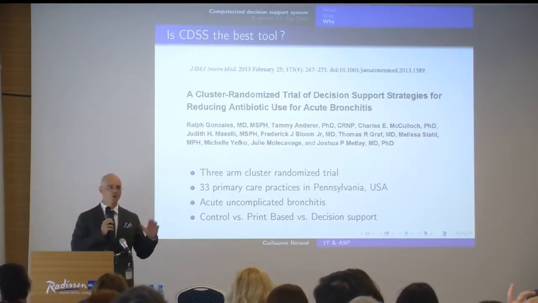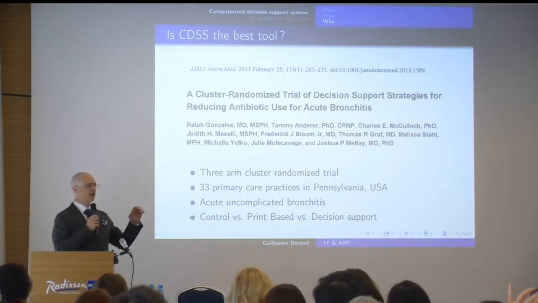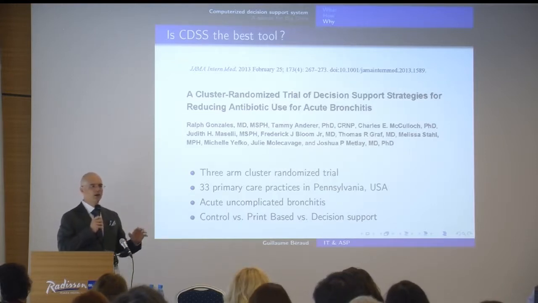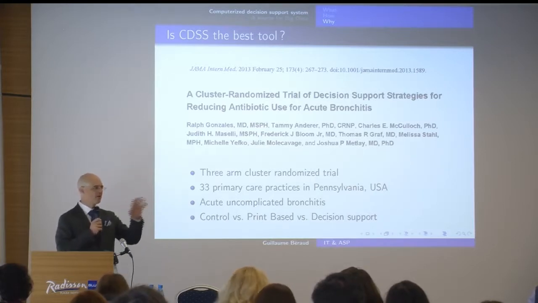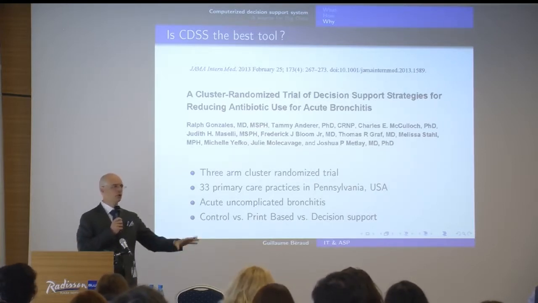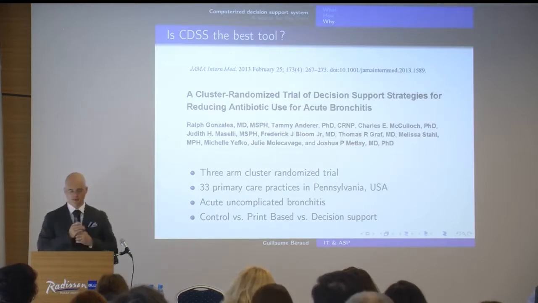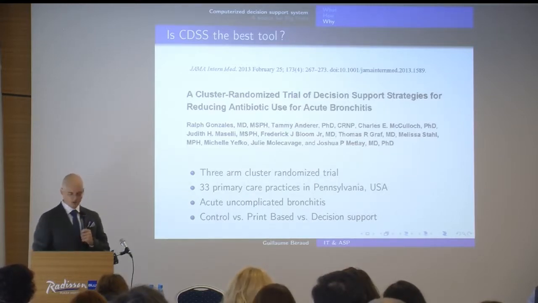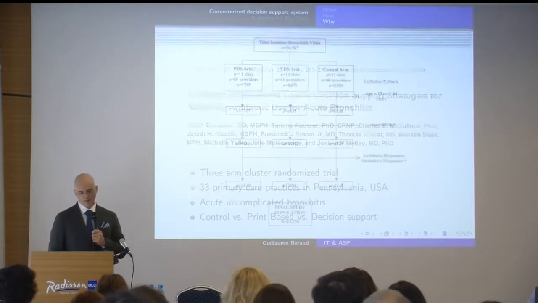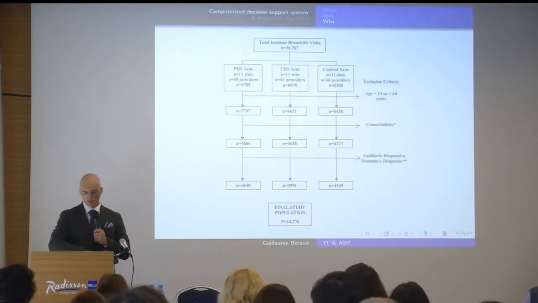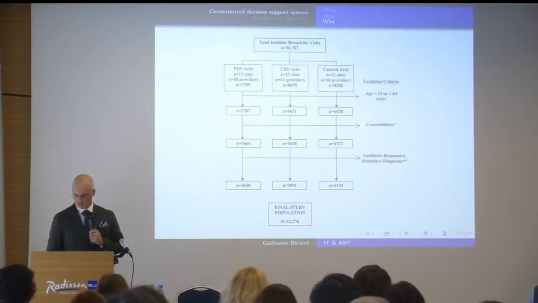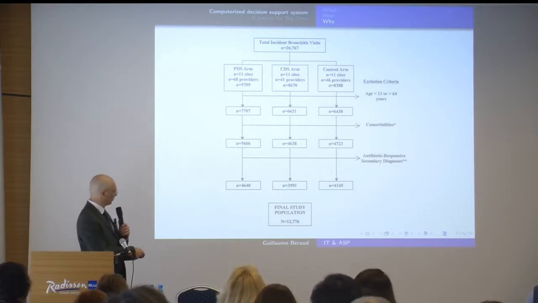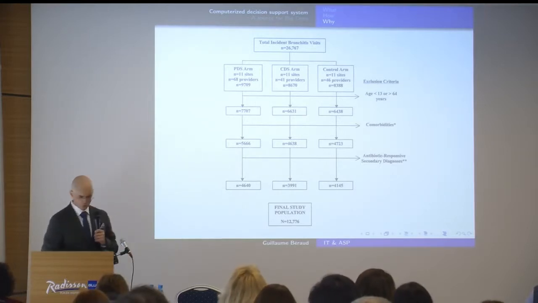So in the waiting room, they had a huge poster explaining what should be done, and in case of acute bronchitis, do you have fever, do you have this and that, then you should receive antibiotics, or you shouldn't receive antibiotics. And they had a computerized decision support system. So 3 arms, many patients. So at the end, the final study population was huge. So yeah, good study, American way.